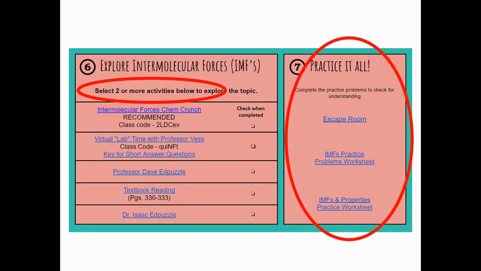Okay, it should now be pretty easy for you to cruise through the activities in box 6, and then box 7 will take you through a bunch of practice activities of all the concepts in Unit 9, in the Polarity unit.